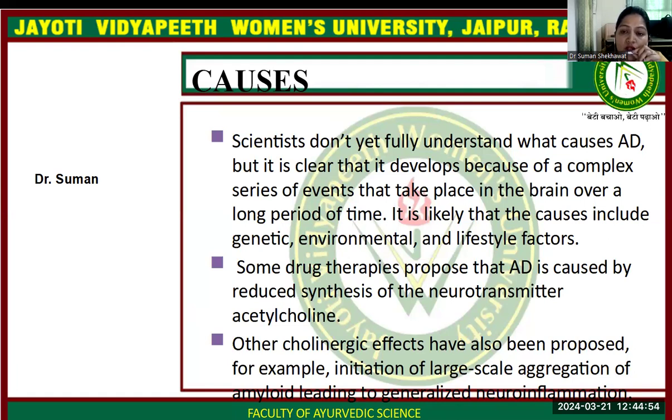Causes. Scientists don't yet fully understand what causes Alzheimer's disease, but it is clear that it develops because of a complex series of events that take place in the brain over a long period of time. It is likely that the causes include genetic, environmental, and lifestyle factors. Some drug therapies presume that Alzheimer's disease is caused by reduced synthesis of the neurotransmitter acetylcholine. Other cholinergic effects have also been proposed, for example, initiation of large-scale aggregation of amyloid leading to generalized neuroinflammation.